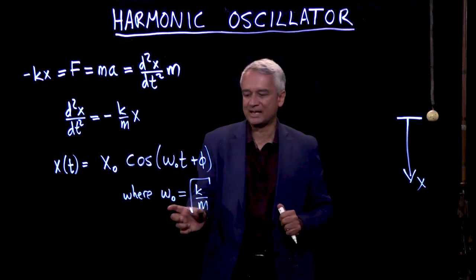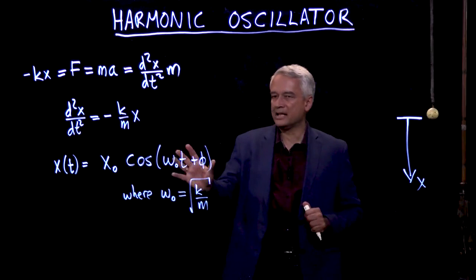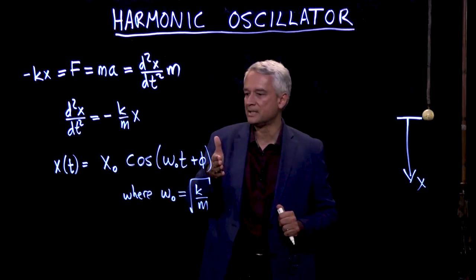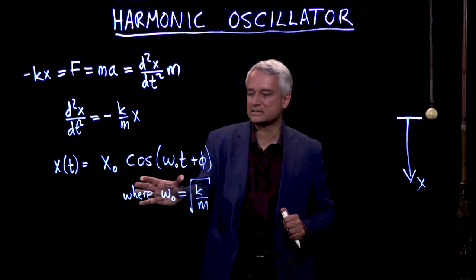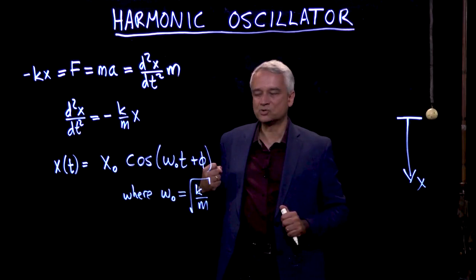So it's now something that you should check. You should check that I've done this correctly. Take this x of t, differentiate it twice with respect to time, and check that what you get is minus k over m times what you started with. So if I take this and I differentiate it twice, I'll turn a cos into a sine and then a sine back into a cos. I'll pull omega naught out twice, so there's going to be an omega naught squared that comes out.